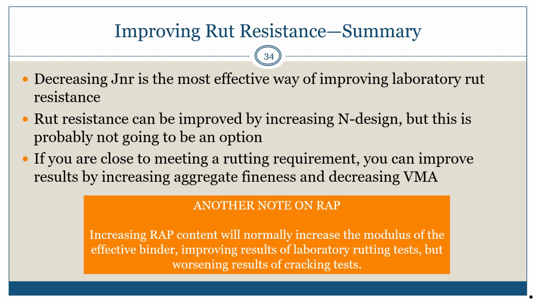If you're close to passing a rutting test and you just need a relatively minor improvement, a good thing to look at is increasing your aggregate fines, your passing 200 or mineral filler in that mix. You might have to increase it by 20, 30, 40%, but it will give you a significant jump in your rut resistance. You can also decrease the VMA, but that, like N design, is often not an option because mixes tend to be designed just a little bit above the minimum VMA.